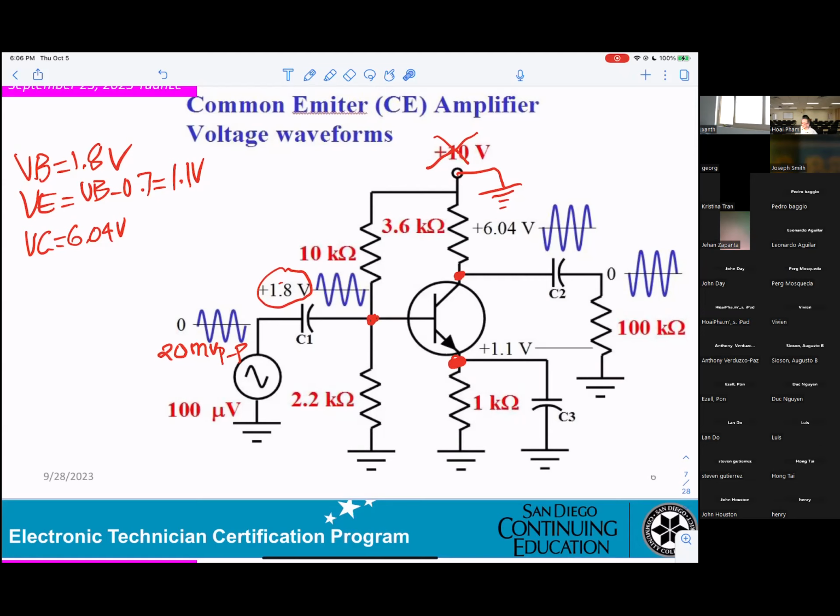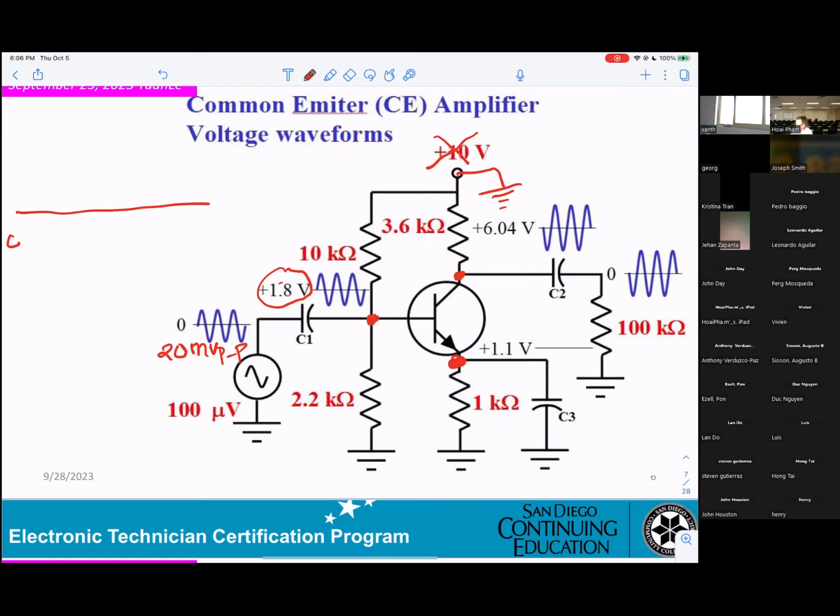Now, when you're looking into the oscilloscope, how will they look? Okay? On the oscilloscope, that will be 0. And the first thing you can see, you get DC 1.8.